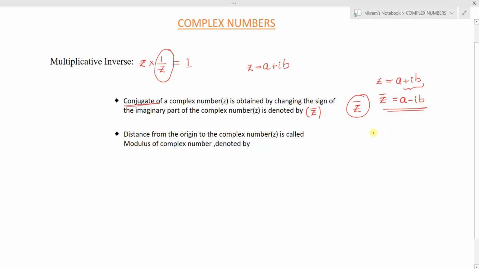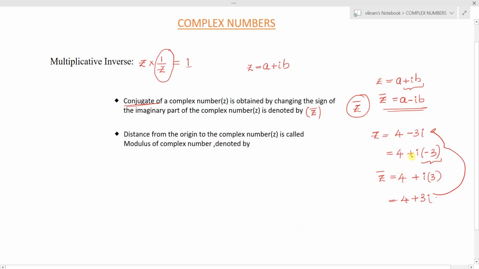For example, given z equals 4 minus 3i, the real part is 4 and the imaginary part is minus 3. The conjugate is obtained by changing the sign of the imaginary part, so minus 3 becomes plus 3. So 4 plus 3i is the conjugate of 4 minus 3i. This is the conjugate of a complex number.